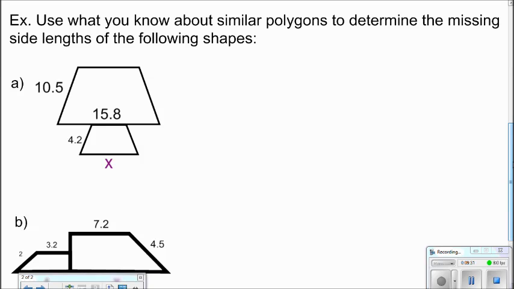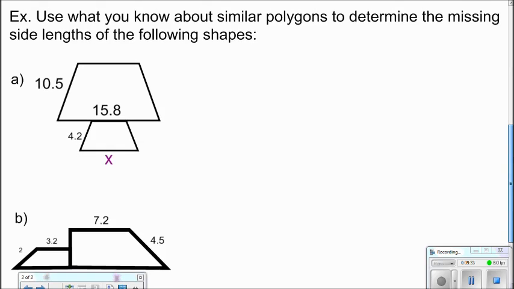It says, use what you know about similar polygons to determine the missing side lengths. When it says something like that, the question is telling you that the two shapes are similar polygons. So you need to use that fact to help you find some missing information. From the larger to the smaller 4-sided figure, we have a reduction. And so we need to figure out what the scale factor is, or how much is being divided by.